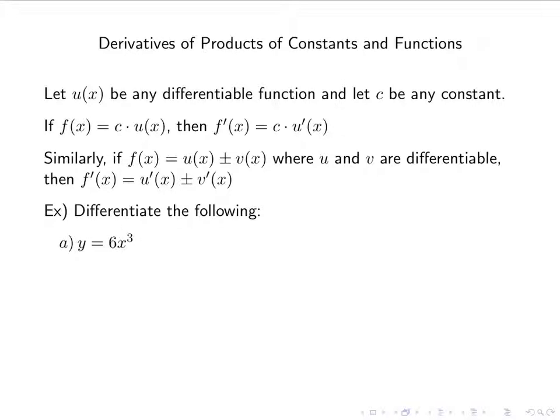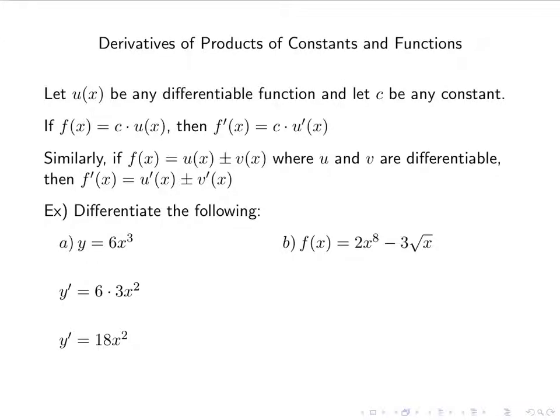So y equals 6x cubed. I'm going to pull out the 6, differentiate x cubed, so I get 3x squared, and then I'm going to multiply back in the 6, and I'm going to get 18x squared.